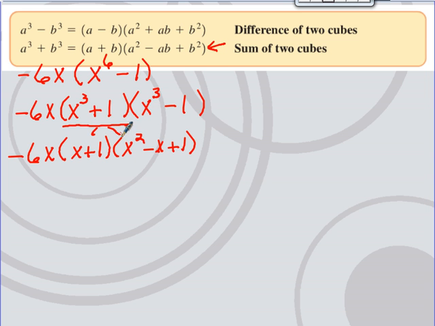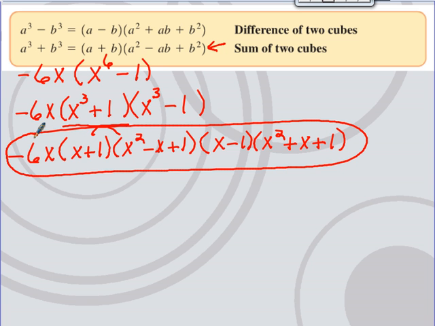That's factored there. Now let's factor x to the third minus 1, which will be, again, in place of your a is an x, in place of your b is a 1, so that'd be x minus 1 times x squared plus x plus 1. And I promise that's as far as it's going to factor.